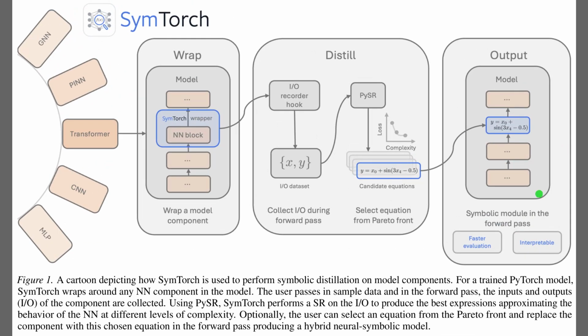Figure 1 illustrates the SymTorch pipeline, which converts black box layers into clear mathematical formulas. The process begins in the wrap phase, where the library attaches a monitor to a specific component within a trained architecture, such as a transformer or convolutional neural network. Next, during the distillation phase, it captures input and output data to feed the symbolic regression engine, which generates equations that approximate the layer's behavior. Finally, the output stage swaps the original neural block for the chosen symbolic equation, creating a hybrid model that is both faster to execute and easier to interpret.